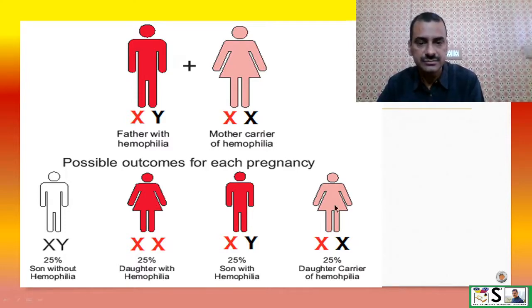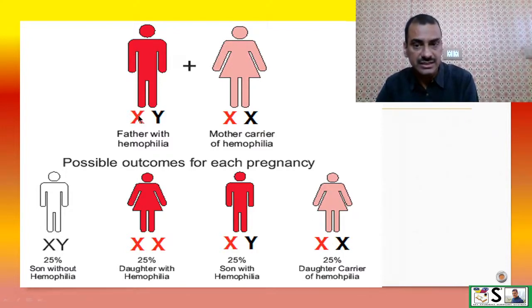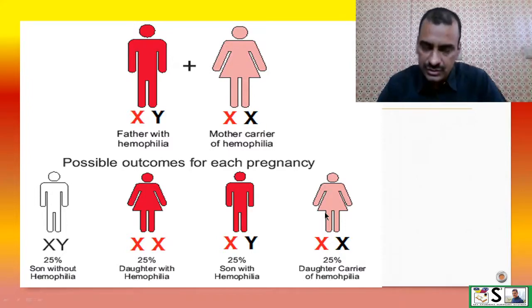And the remaining 25% of daughters will be carriers if this X chromosome combines with this X chromosome. So in this way, the chance of a healthy baby is only 25%.